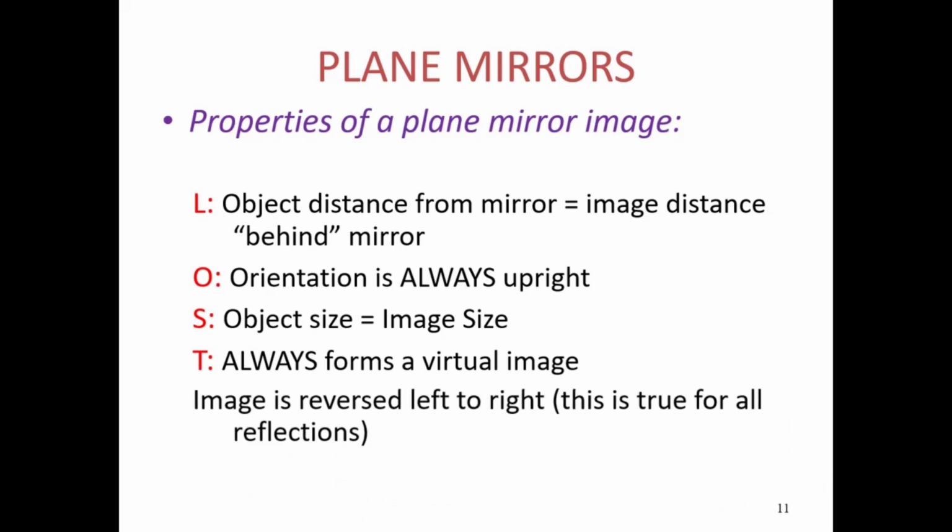And then one last behavior is that the image is reversed left to right, which is true for all reflections, no matter what type of mirror it is. So again, your left hand looks like your right hand in the mirror image. So we don't deal with that in terms of the diagrams because that is always true for the reflections. So that finishes up the flat mirror reflection based on the law of reflection.